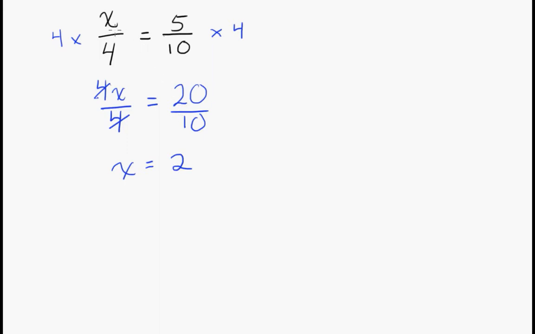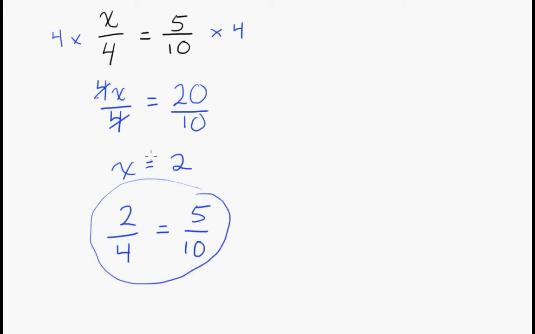Now let's sub that back in and see if that makes any sense. We have 2 over 4 equals 5 over 10. 5 over 10 is 1/2, and 2 over 4 is 1/2. So these fractions are equivalent, and our x variable in this case was 2.